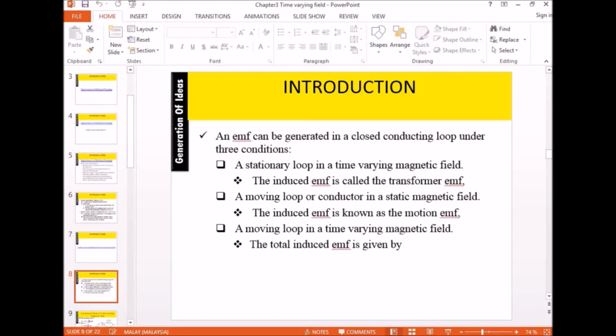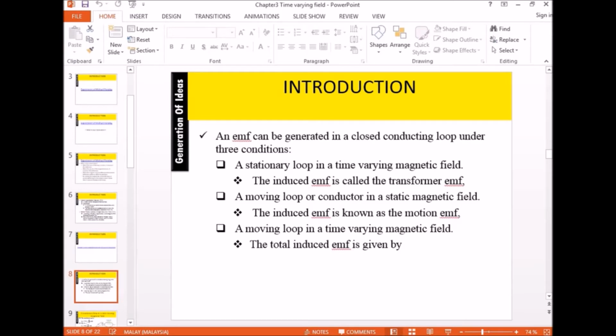The second case is a moving loop or conductor in a static magnetic field. Later we will look at how this happens. You maintain the position of the magnet and the intensity of the magnetic field. You don't change it, it is always constant. But you move your conductor, so that your conductor tends to cut the magnetic field. For example, the magnetic field is pointing upward. If you move your conductor here and there, you are actually cutting the magnetic field, cutting the flux.